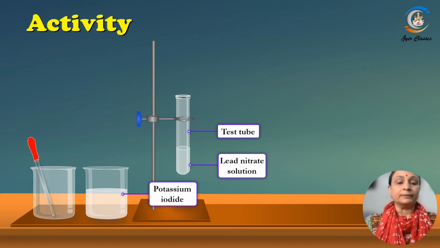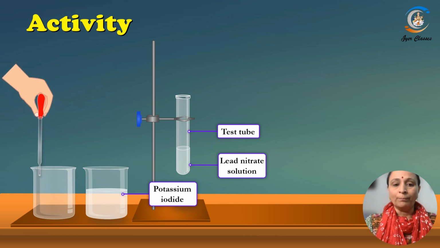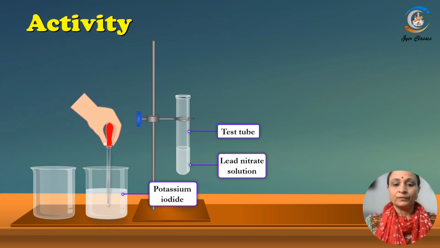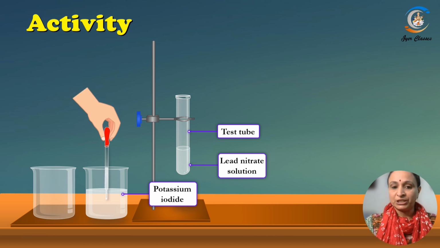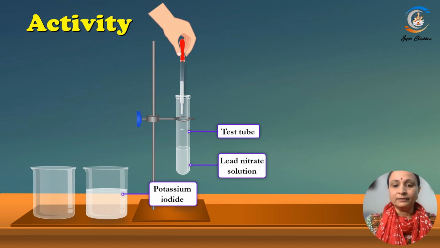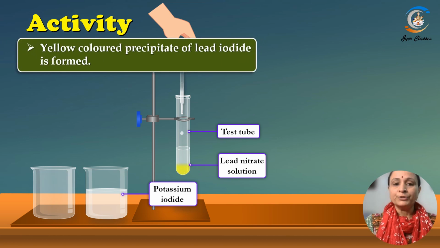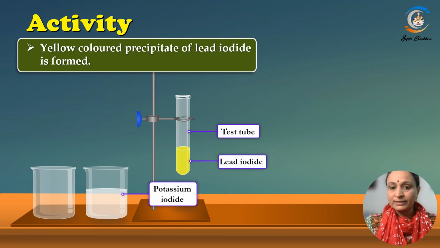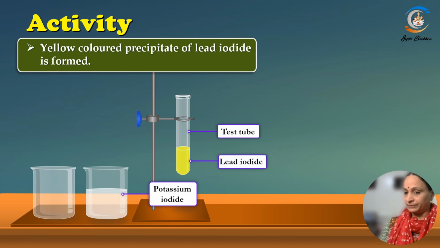Now what you're going to do is take a dropper, and using that dropper you are going to take some potassium iodide solution and then, drop by drop, add it to the lead nitrate solution which is kept in the test tube, right? So what happens here is you can see the yellow colored precipitate is formed.